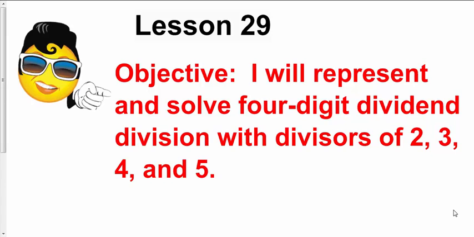Lesson 29, I will represent and solve four-digit dividend division with divisors of 2, 3, 4, and 5. So today we're going to continue to divide numbers. Yesterday we divided three-digit numbers. Today we're going to divide four-digit numbers.